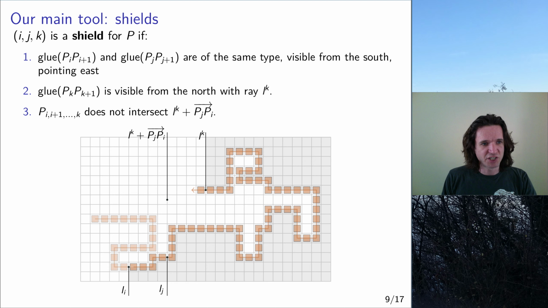The second condition is that the glue between pk and pk plus 1 is visible from the north. Similarly, it means that you can draw a ray Lk to the north from that glue that doesn't intersect any other glue of the path. And the third condition is that if we translate Lk by pj minus pi, that translation does not intersect p, or at least does not intersect p between i and k. The translation is shown here, and you can see that indeed that translation doesn't intersect the path.